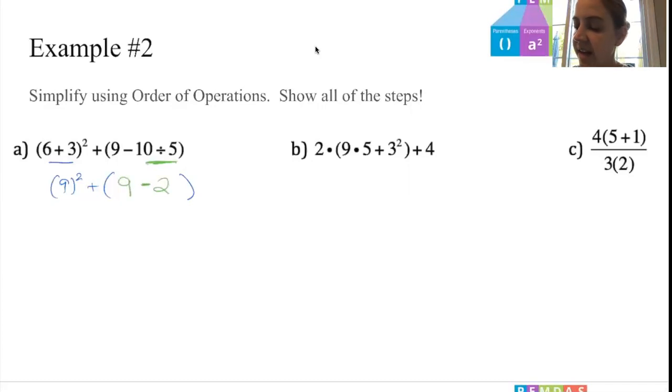Bring down the 9. Still inside of those parentheses, we're going to do a little bit of subtraction. Those come first. So 9 minus 2 is 7. Everything else just comes down. 9 squared plus 7. Now we have an exponent to deal with. So 9 squared is 81. Bring down the plus 7. 81 plus 7 is 88.